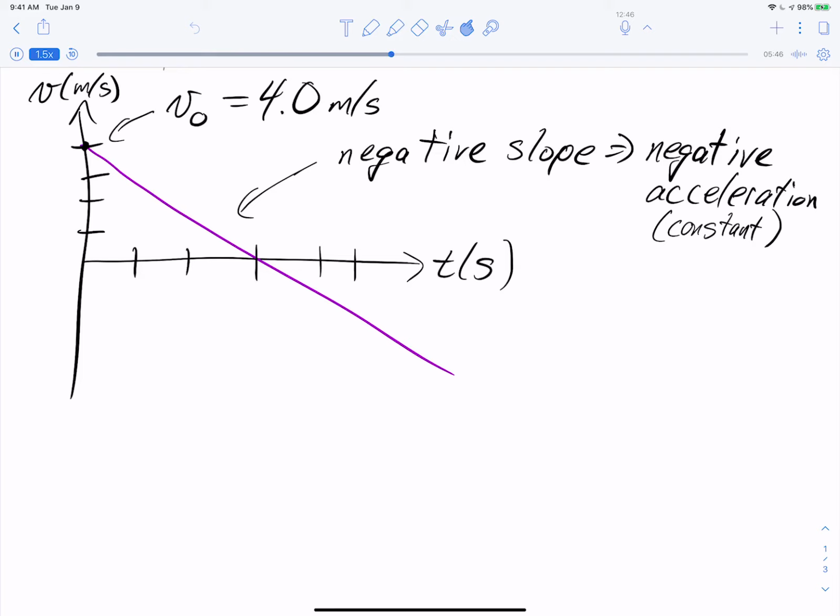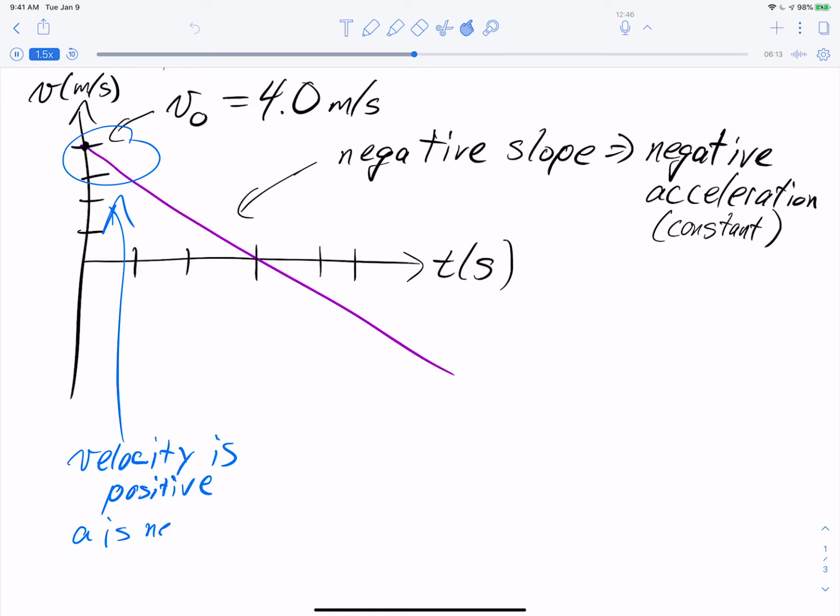Okay, now, does that mean speeding up or slowing down? That's actually a trick question in this case, because let's look at what's happening in these different regions. If I look at the beginning of the motion here, the velocity is positive, but we have a negative acceleration. A is negative. So when they have different signs, velocity is positive and acceleration is negative, that means slowing down.